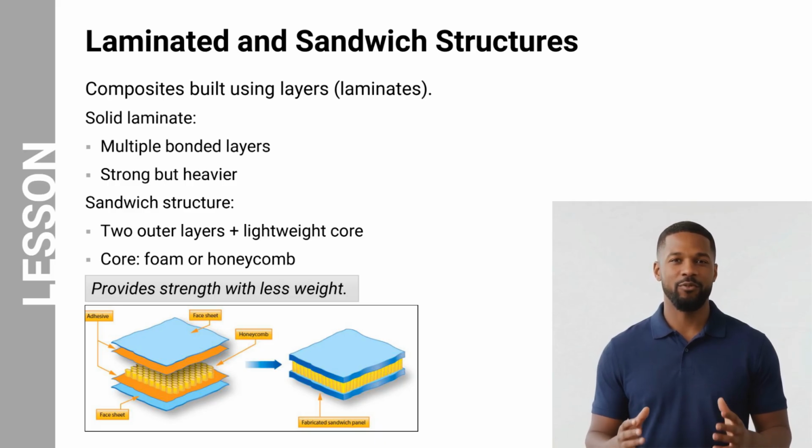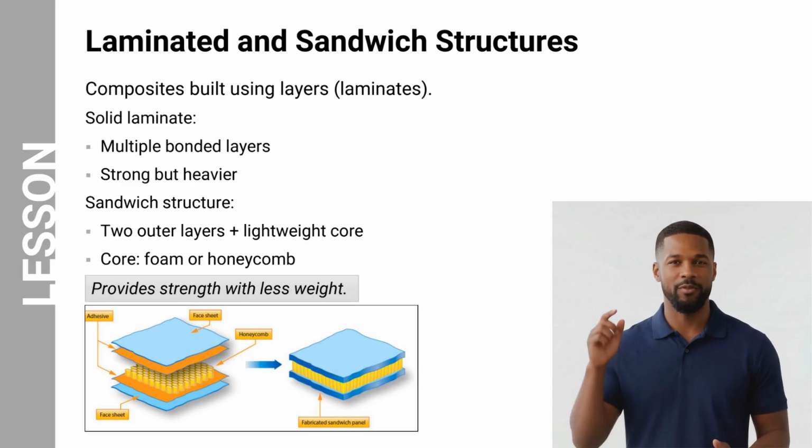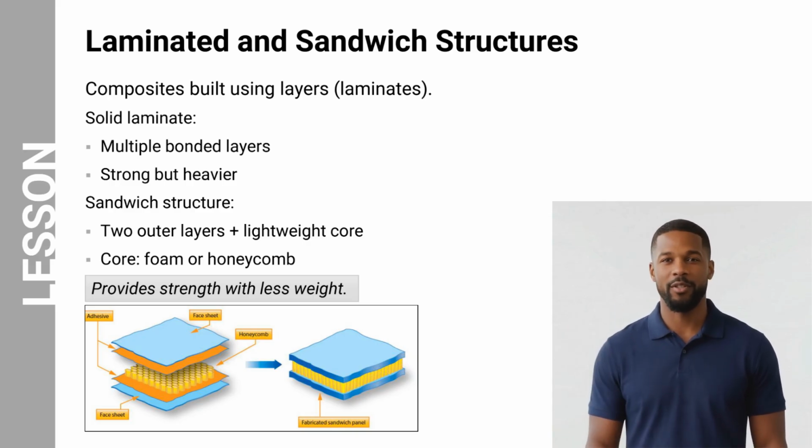In this design, two strong outer layers, called face sheets, are separated by a lightweight core such as foam or honeycomb. The core does not carry much load, but it increases thickness, which improves stiffness significantly. As shown in the diagram, this structure allows a component to resist bending loads while keeping the weight low, which is critical in aircraft design.